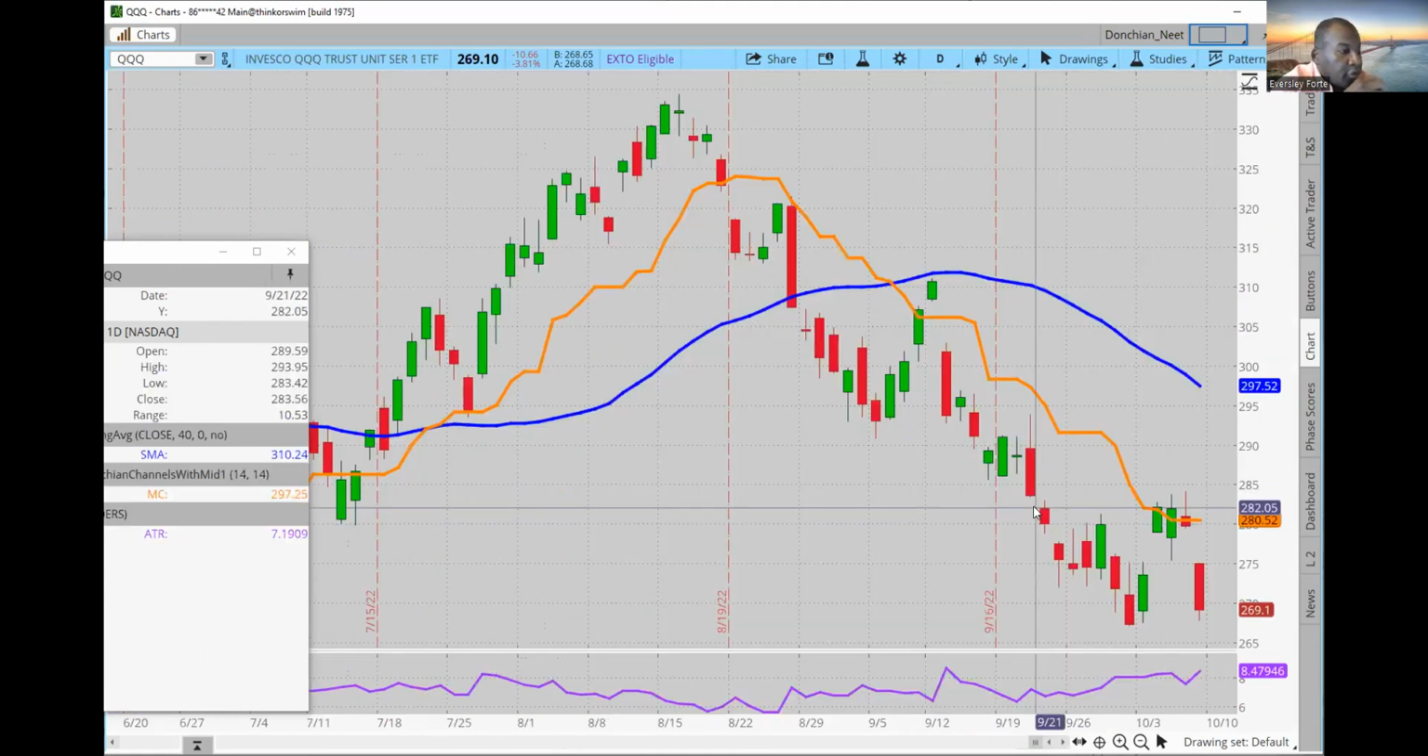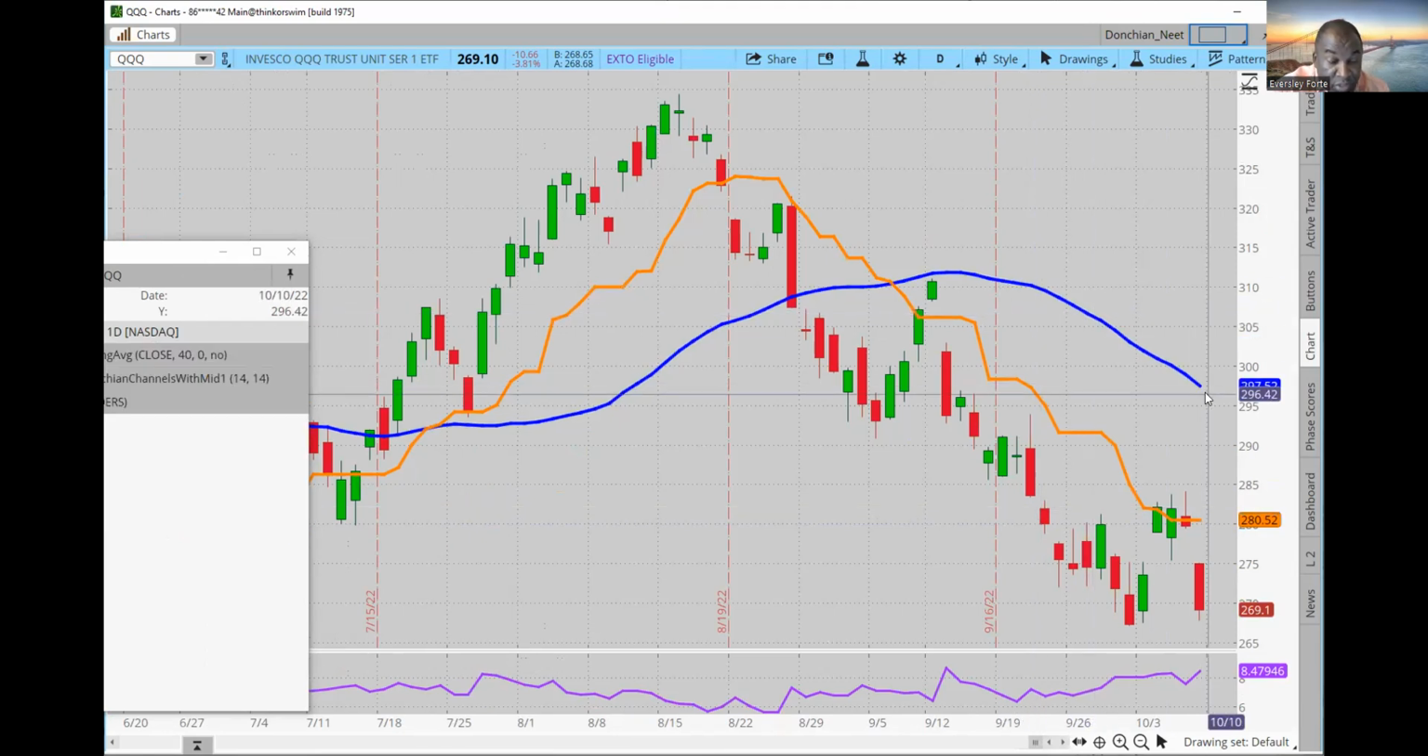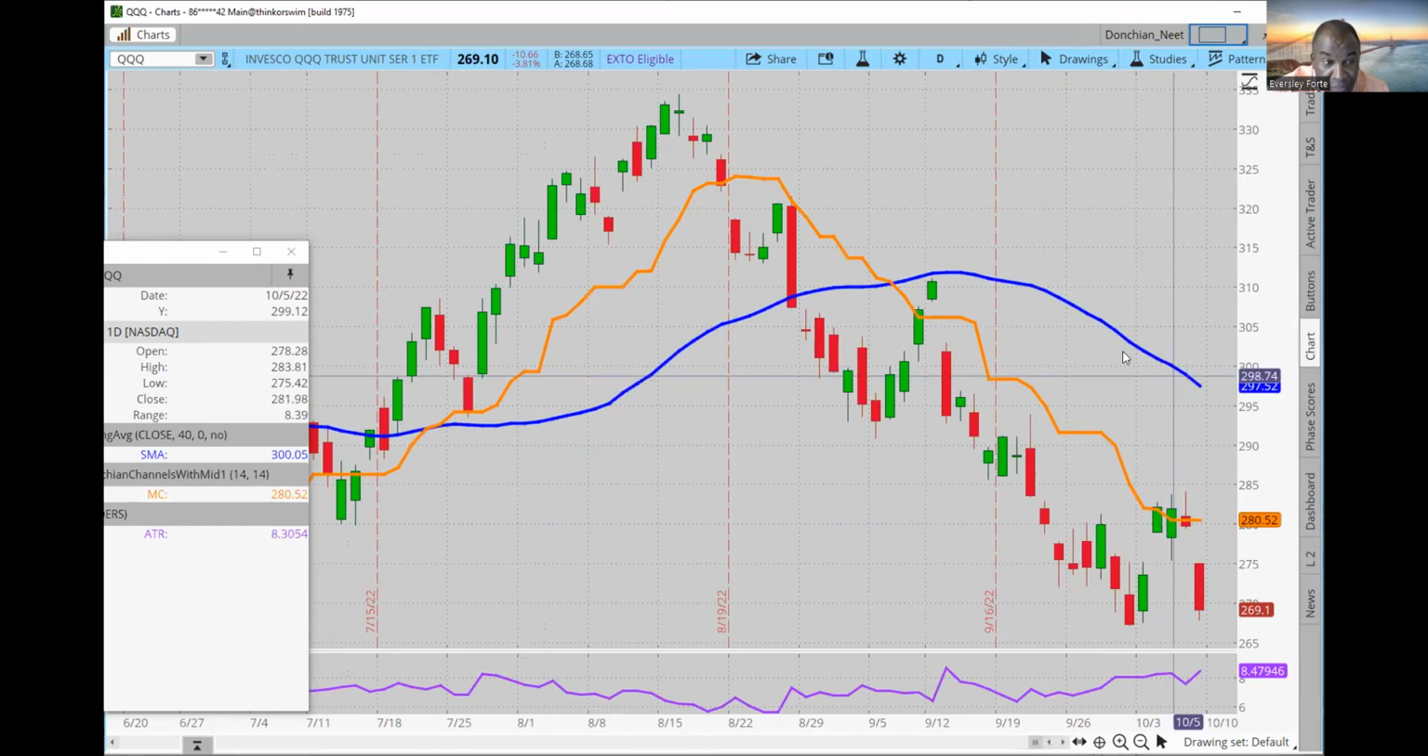All right, so this is one of the strategies that I know many of you have seen before, one of the Donchian buys. And the blue line again is the 40-period moving average, but this is now a daily chart, not monthly. This is now a daily chart. So there's a 40-period simple moving average on the daily chart. This is the Donchian mean line from the Donchian channel indicator.